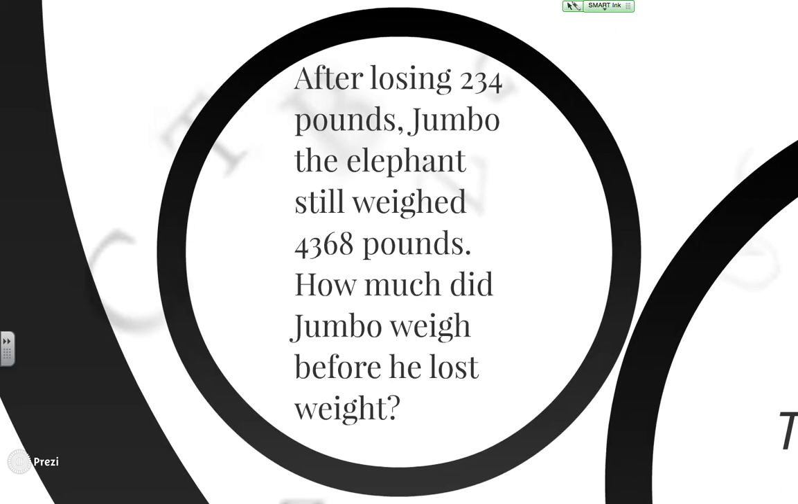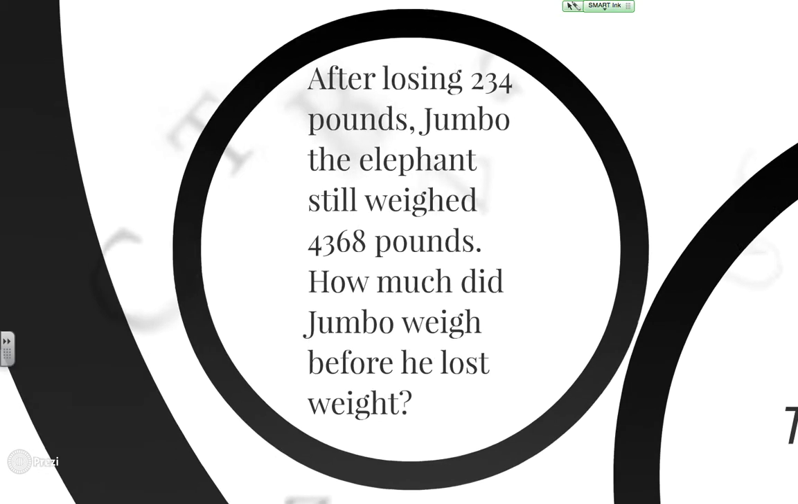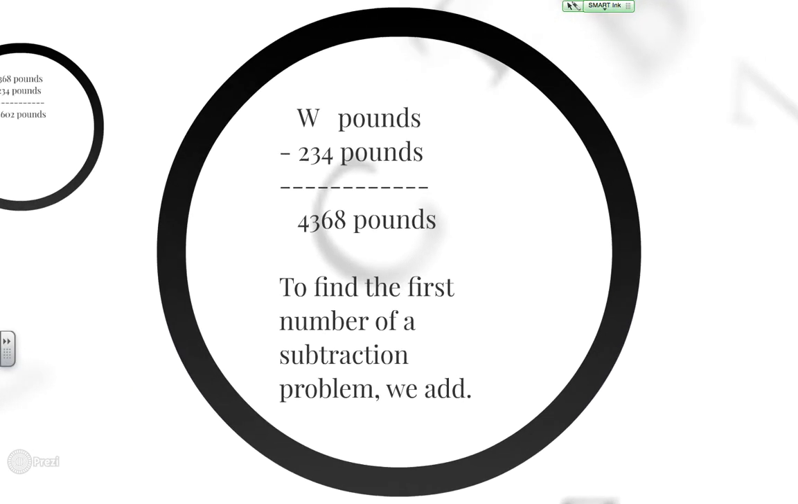So here's another one. After losing 234 pounds, Jumbo the elephant still weighed 4,368 pounds. So how much did Jumbo weigh before he lost the weight? You need to look at this and think about, what are they asking me for? When we do some of our power-ups, this is what they're asking you to do. So you need to say, okay, he weighed 4,368 pounds and he lost 234. How much did he weigh before he lost some weight? So see, here is your W equals the pounds that you need to find out. You know he already lost 234 pounds.